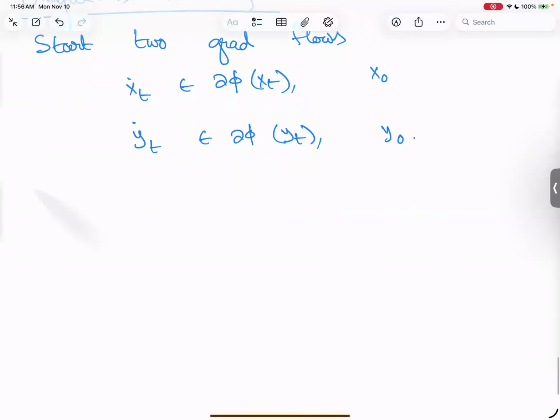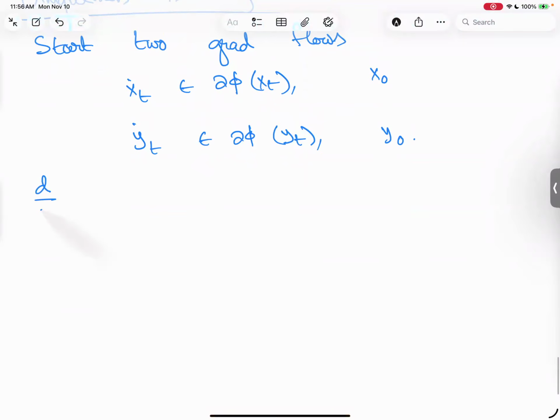Now look into the time derivative of the norm squared of xt minus yt. If I have, let's say, a strongly convex function, then it has a unique minimum. And so if I have a unique minimum, you would expect that these curves xt and yt are both converging to the same unique minimum, so they should get closer and closer to each other. And let's see if this is true.